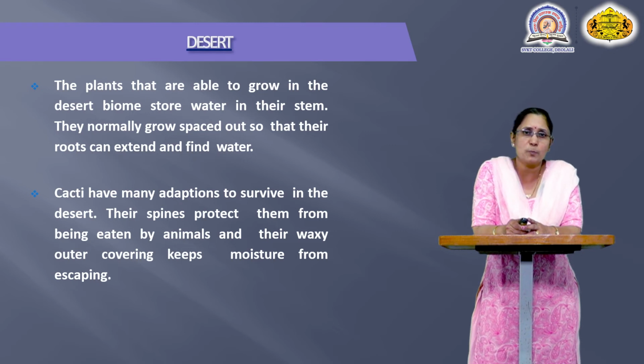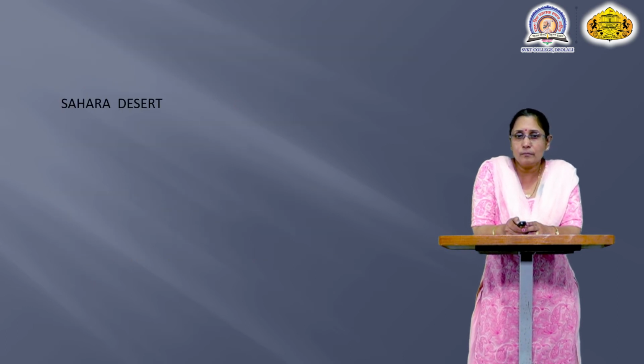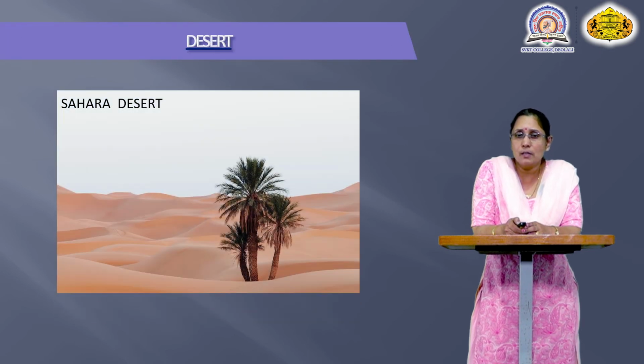So they are able to protect themselves from the predators, and this waxy outer covering keeps moisture from escaping. So this is how the water problem and the protection or defense problem is solved with the help of this desert plant. So here we saw how animals are ready to adapt themselves in this extreme region, and plants are also able to adapt and survive in this particular extreme region with some changes. One good example here you can see is the Sahara Desert.